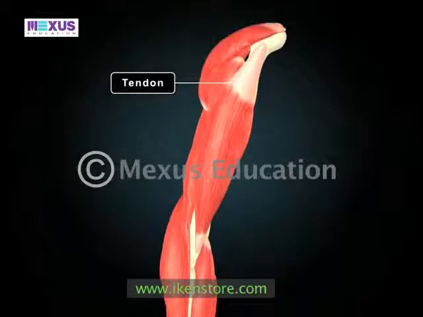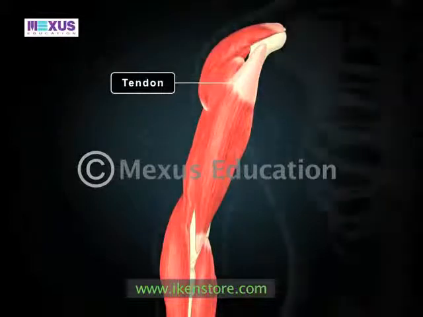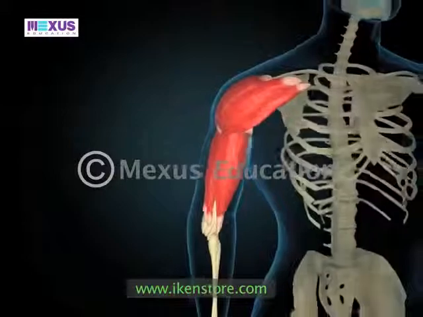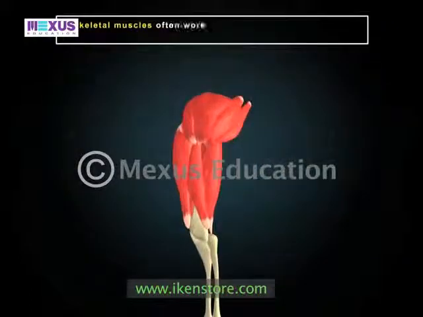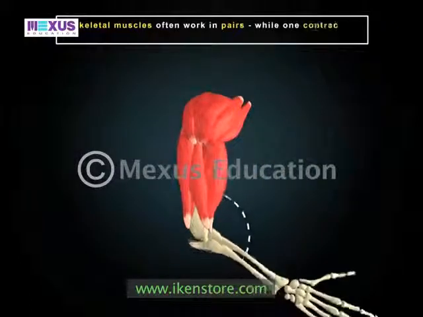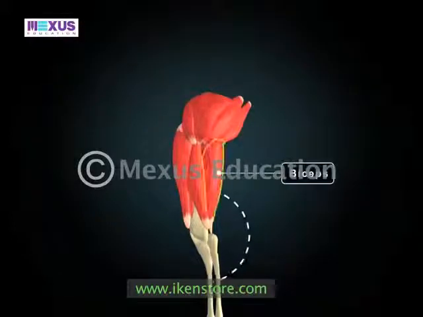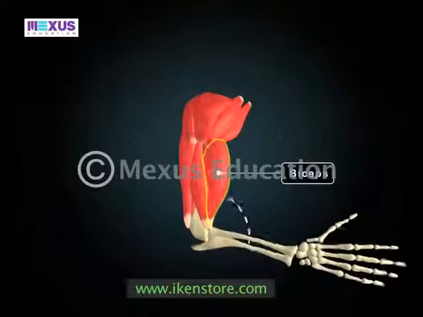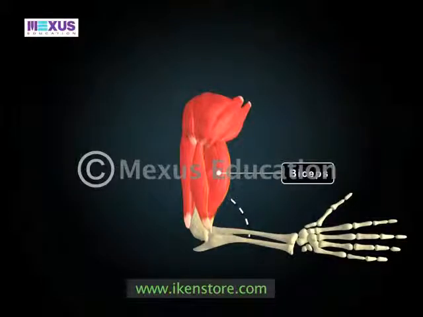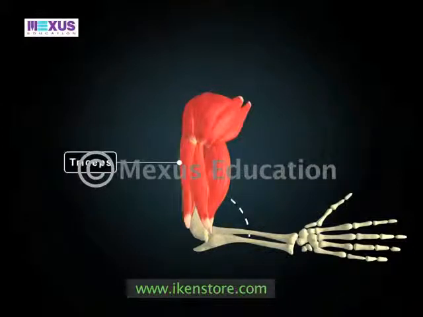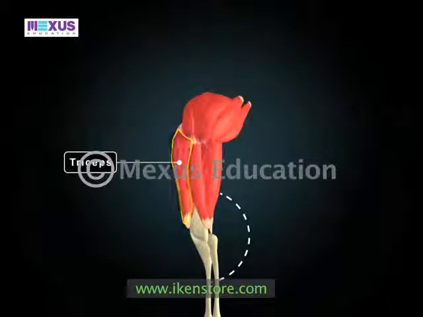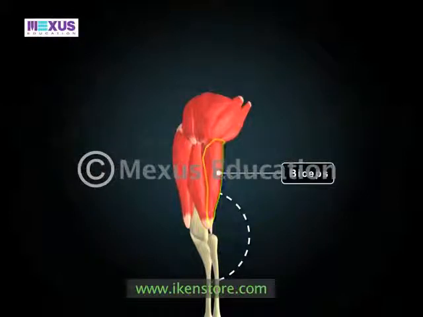Tendons are cords of tough tissue that connect bones to muscles. Skeletal muscles often work in pairs. While one contracts, the other relaxes. For example, the bicep muscle in the upper arm contracts when the lower arm is raised up. At this time, the tricep muscle relaxes. To straighten the arm out again, the triceps muscle contracts while the bicep muscle relaxes.